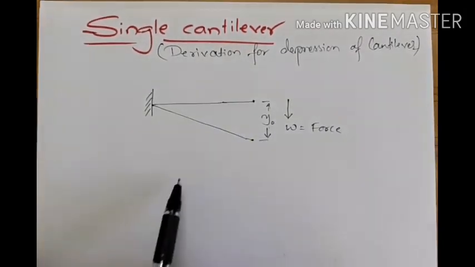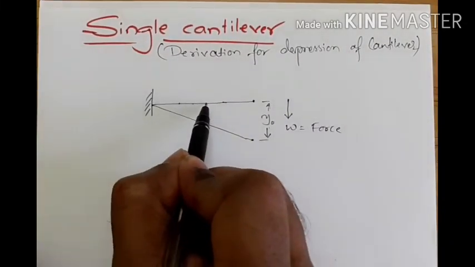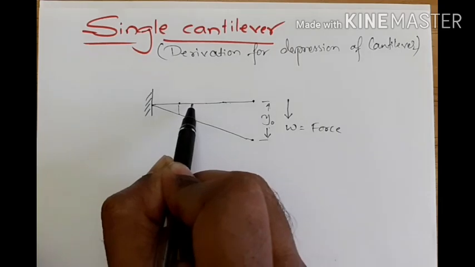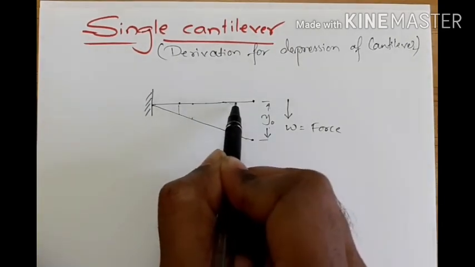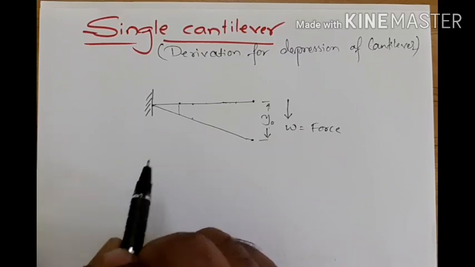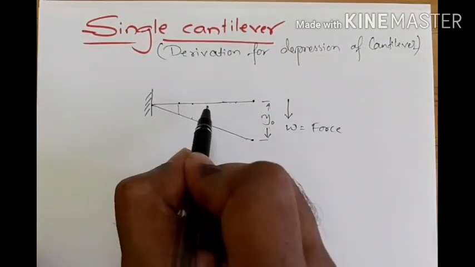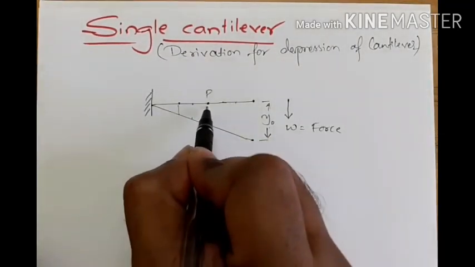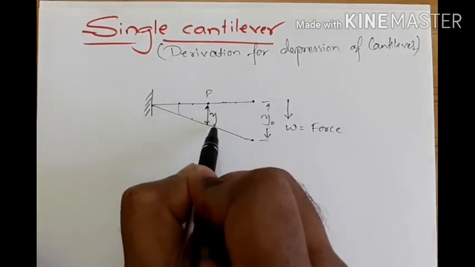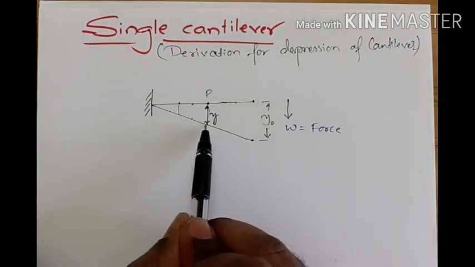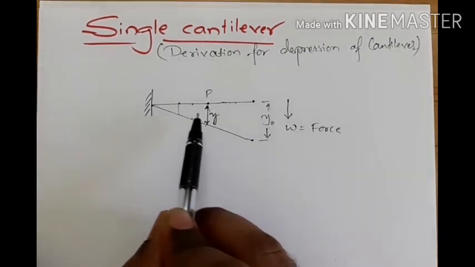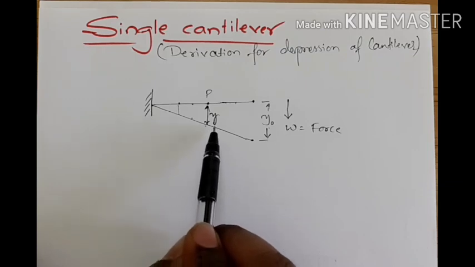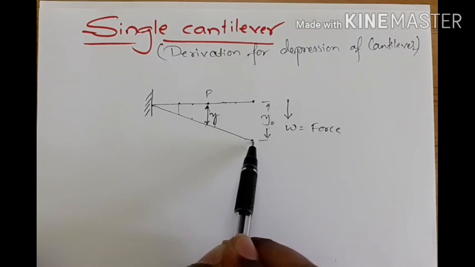So what is happening in this single cantilever is that at every point there is a depression. If I consider this point, this is a depression. If I consider this point, this is a depression. So here we can consider one point over here. Let us say this is a point P, and first we will find this depression Y. We have to find the equation for this, and then when we extend that, we will get the depression Y naught, right?